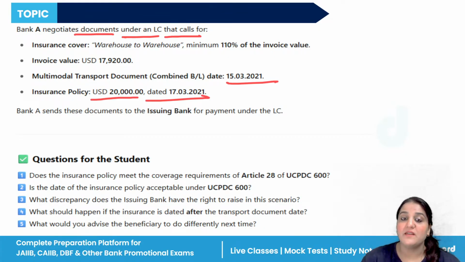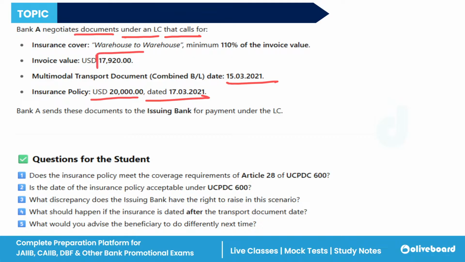What should happen if the insurance is dated after the transport document date? What should you advise the beneficiary to do differently next time? So let's see the questions one by one. So here, first question. Does the insurance policy meet the coverage requirement?